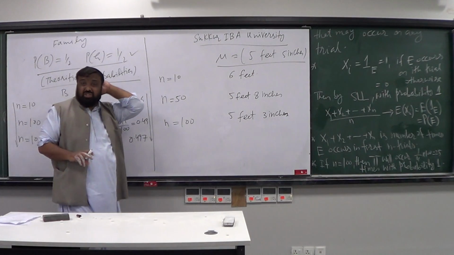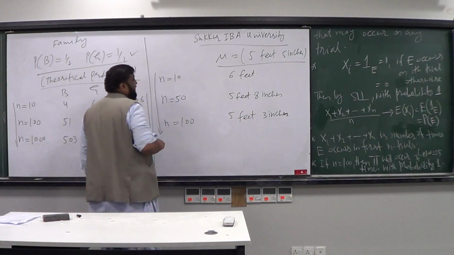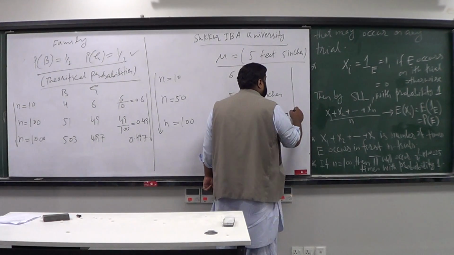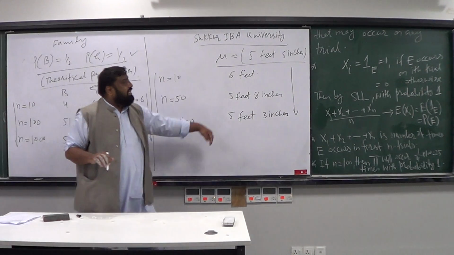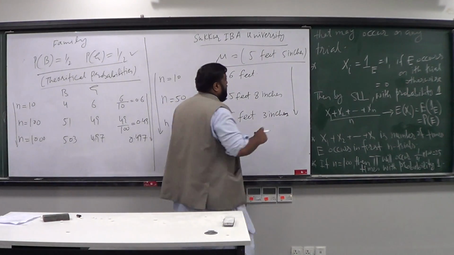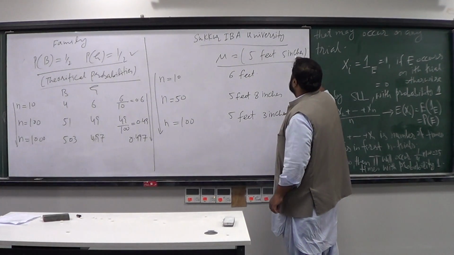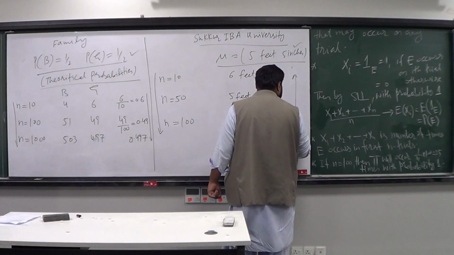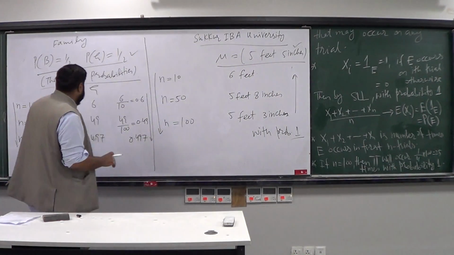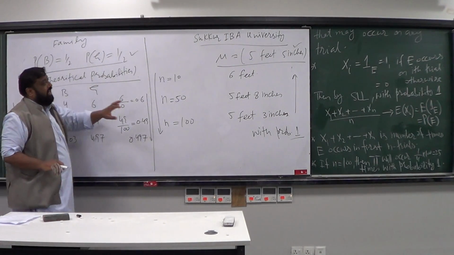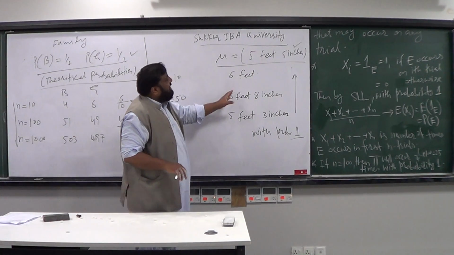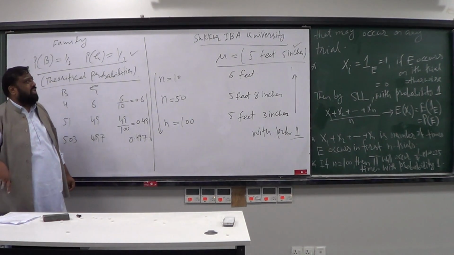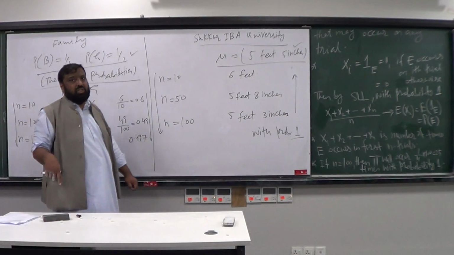The strong law of large numbers tells you that as you increase the sample size, this sequence of sample averages will converge to the actual average with 100% probability. Here the probabilities are converging, and here the sample averages are converging to the population average.